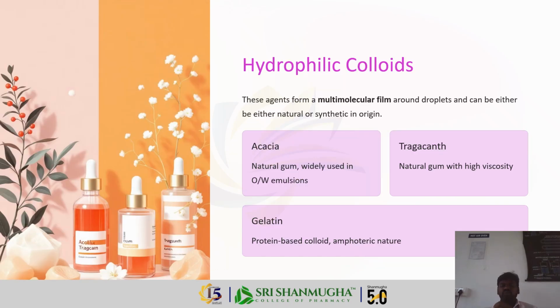Next, hydrophilic colloids. These agents form a multimolecular film around droplets and can be either natural or synthetic in origin. Examples are acacia, tragacanth, and gelatin. Acacia is a natural gum widely used in oil in water emulsions. Tragacanth is a natural gum with high viscosity. Gelatin is a protein-based colloid with amphoteric nature.